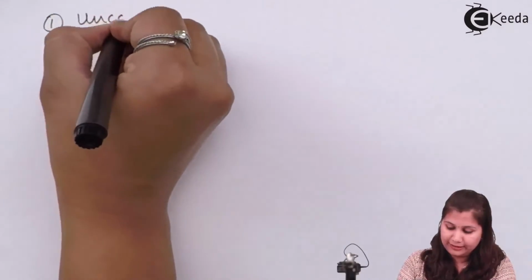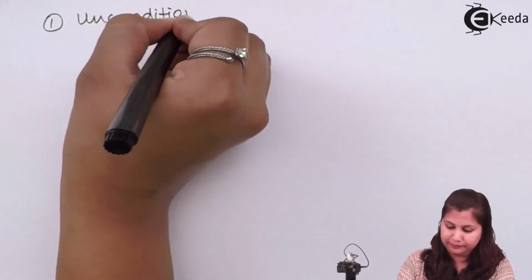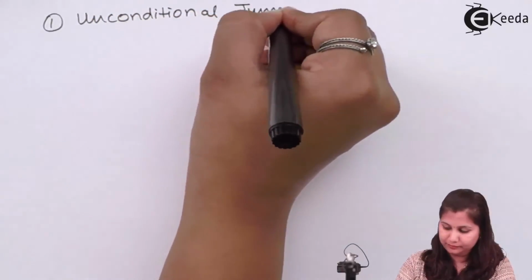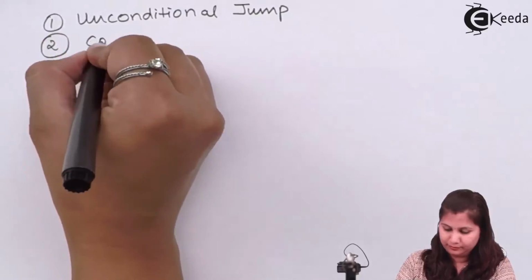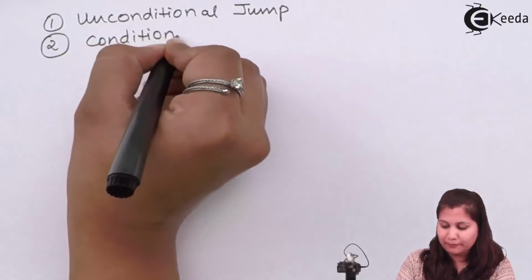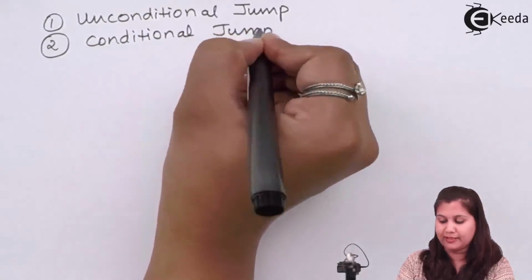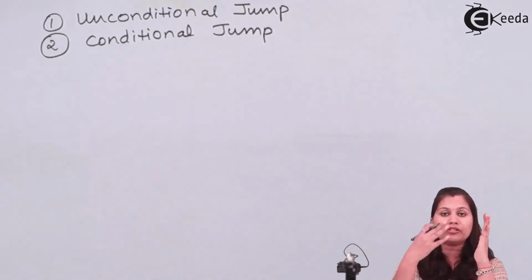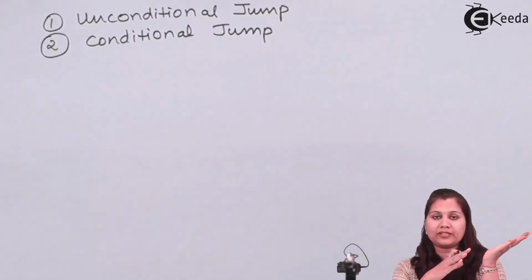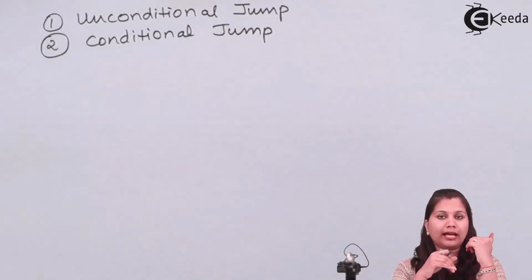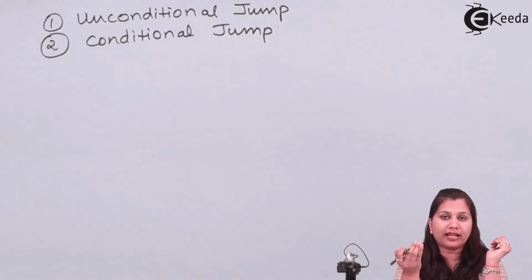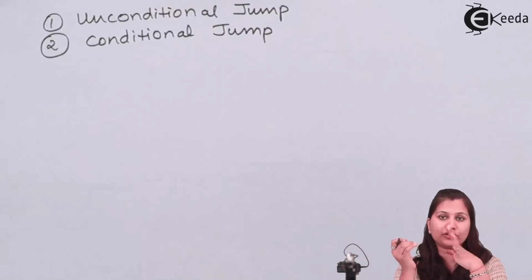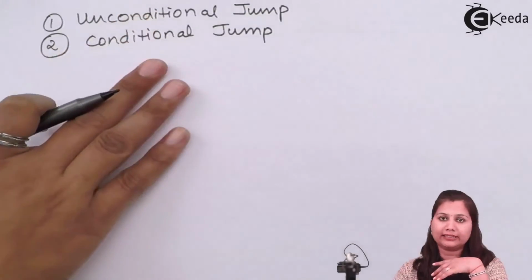Now there is another classification of the jump instruction. One is unconditional jump and the second is conditional jump. Means the jump instructions can be classified in two ways. The first way, which we studied, is based on the program range, that is, how much range is available. On that basis, there are three types: relative, short and long. And on the basis of the condition, whether the jumping is based on some condition or not, we have two types: unconditional and conditional.